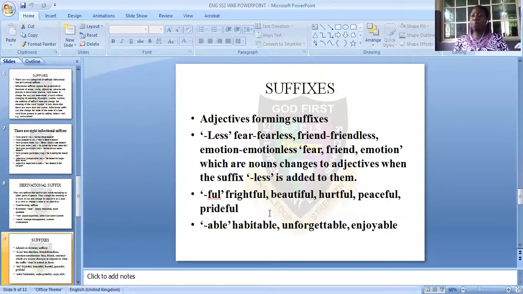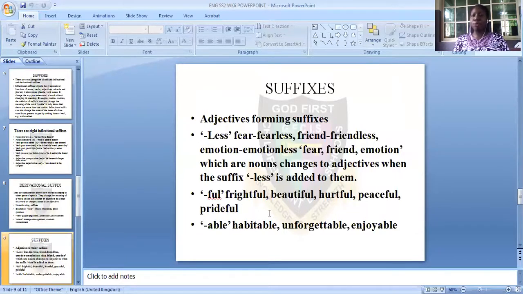Also, adjective forming suffixes. We use these suffixes to form adjectives, to change the word class of a particular word to adjectives. We have less, LESS. When we add it to words like fear, we have fearless, friendless, emotionless, and so on. Fear, friend, emotion are nouns, and we change them to adjectives through the use of less. Through the use of the suffix less, we are able to change these nouns from their word class, that is their part of speech, to another part of speech, which is adjectives.